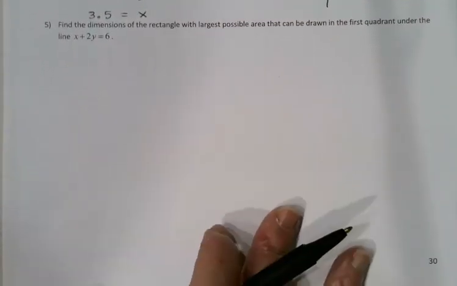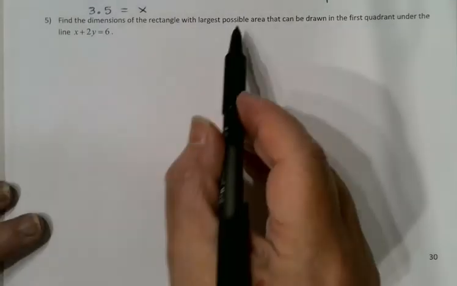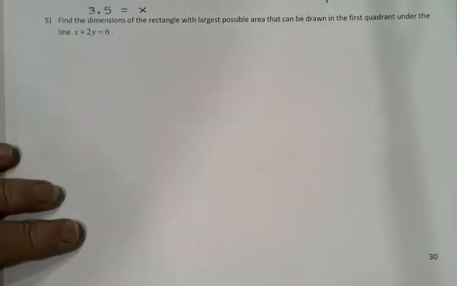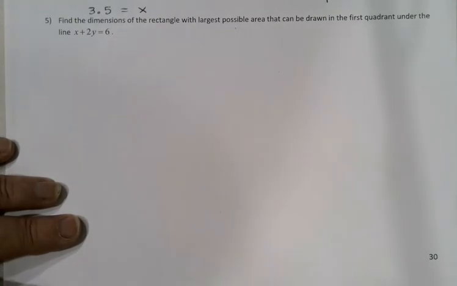All right, let's take a look at number 5. I want to find the dimensions of the rectangle with the largest possible area, so here we go with an area problem again, that can be drawn in the first quadrant under the line x plus 2y equals 6.